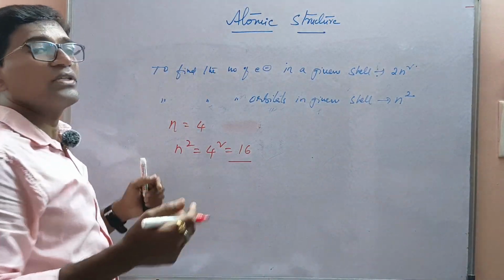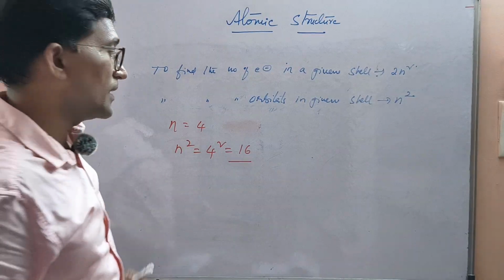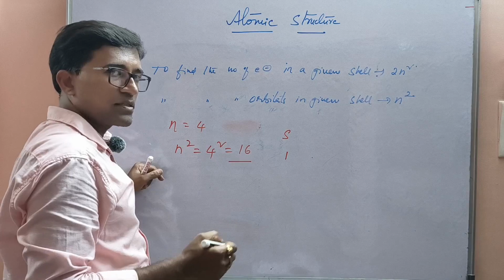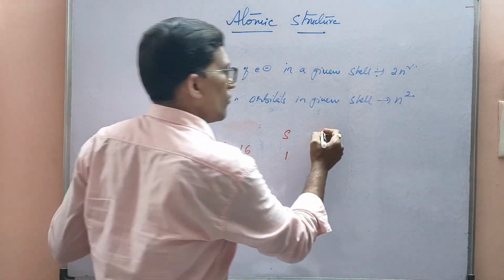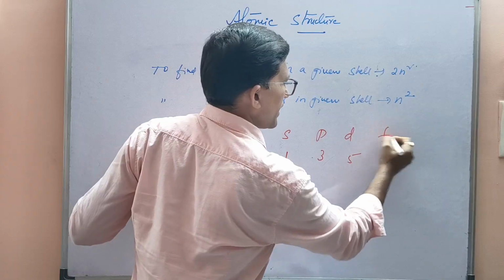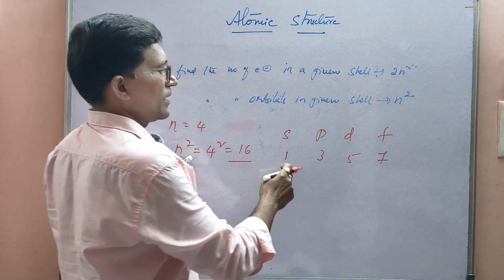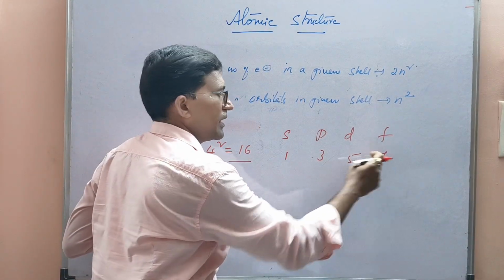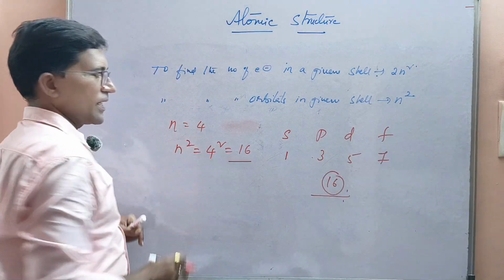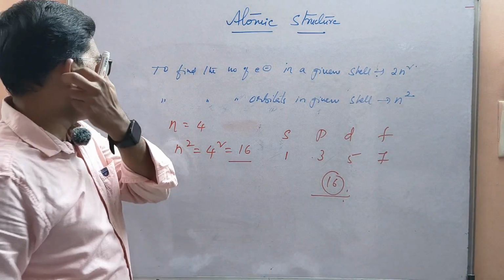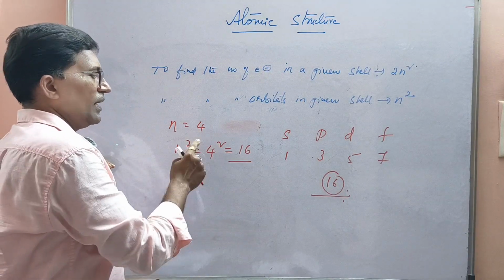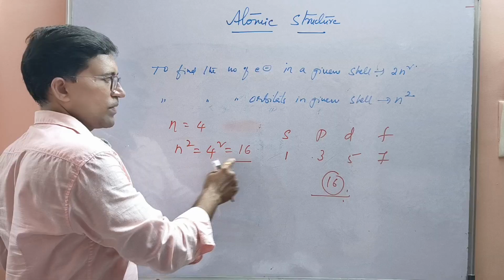Sir, how you got this number, sir? Can you please explain clearly? You know that for s orbital, there are no other suborbitals or degenerate orbitals, only one. For p, how many are there? 3. For d, how many are there? 5. For f, there are 7. So together, 1 plus 3 plus 5 plus 7, how many? 16 are there. If you add all these, you will get 16. Hence, like that, you find the number of orbitals in a given shell by using the formula n square. That is 4 square, 16.